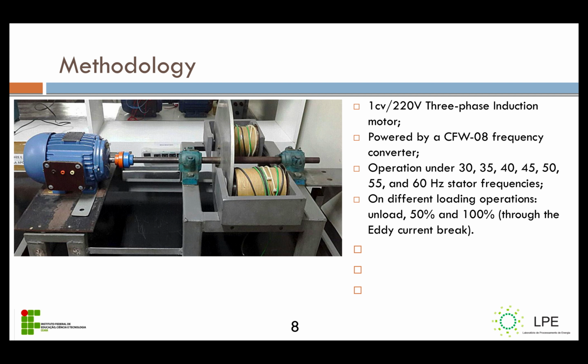In our experimental setup, we used a 3-phase induction motor, 1 CV power, wired in delta, 220 volts, powered by a frequency converter CFW08, under 30, 35, 40, 45, 50, 55 and 60 Hz, on 3 different operating conditions: no load, 50% and 100% load, through the eddy current brake.